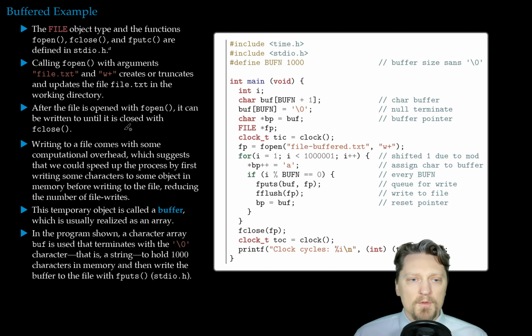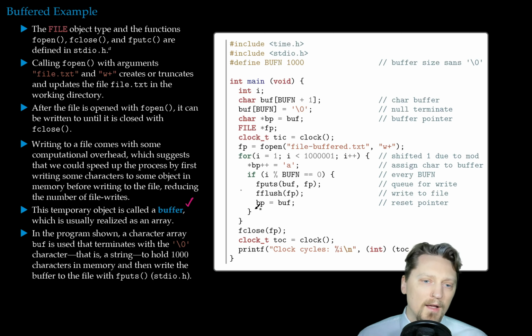Writing to a file comes with some computational overhead, which suggests that we should speed up the process by writing some characters to some object in memory before writing to the file, reducing the number of file writes. The temporary object in memory is called a buffer, which is usually realized as an array. In the program shown at right, which is a variation of the program on the previous slide, a character array buff is used that terminates with the null character, that is, a string, to hold 1,000 characters in memory and then write the buffer to the file with fputs.